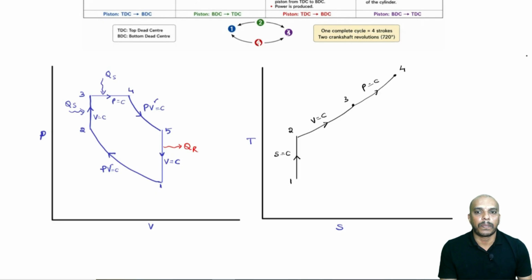So, 3 to 4, then 4 to 5 is reversible adiabatic again. So, 4 to 5, then 5 to 1. So, this will be again volume constant. Okay. So, this will be the cycle.